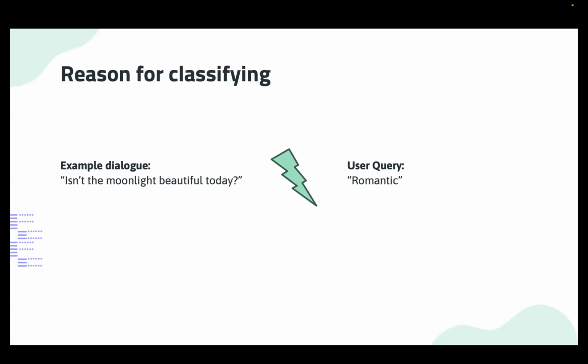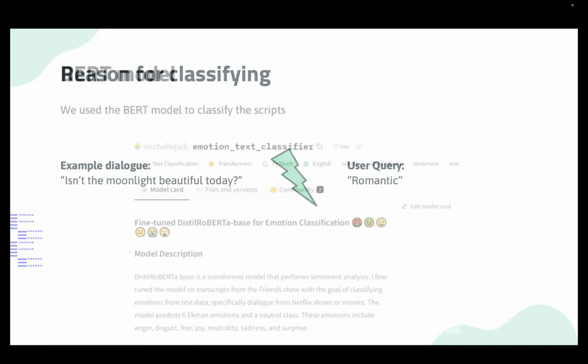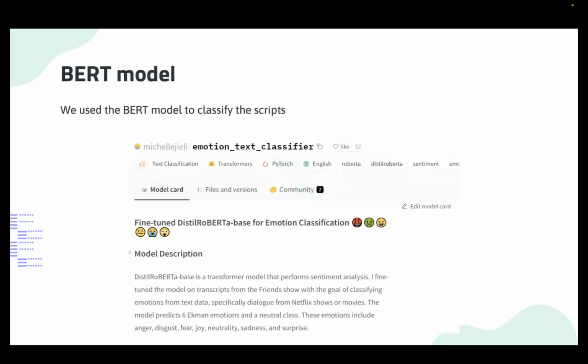To solve this problem, we decided to follow a different approach. We used an AI classifying tool that classifies text into different emotion categories. The classifier we used is based on BERT, a language model from Google researchers, and the model we used is specifically trained on emotion classification.